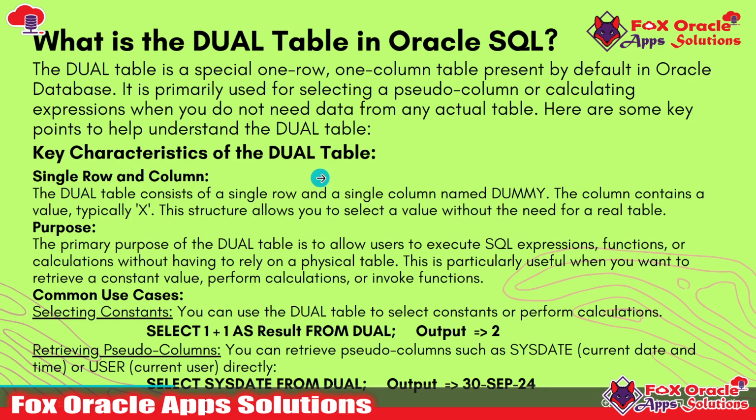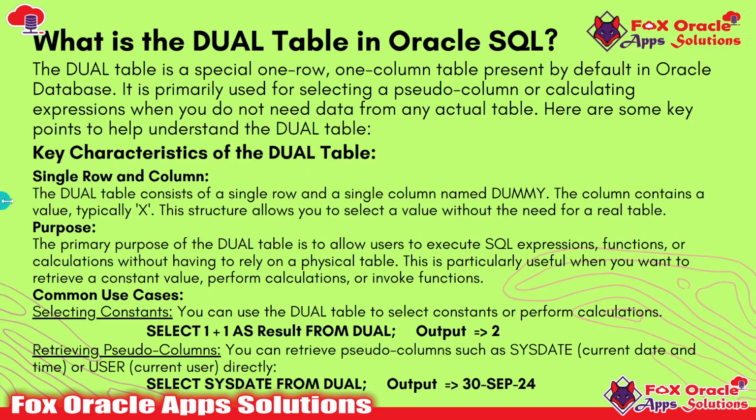A few characteristics of the dual table: it has a single row and single column, as I already explained in the point. The dual table is a special table having only one row and one column, and it is already defined by the Oracle database itself.